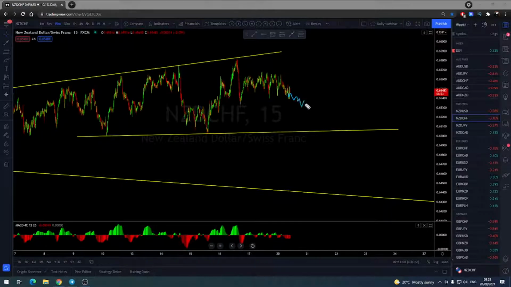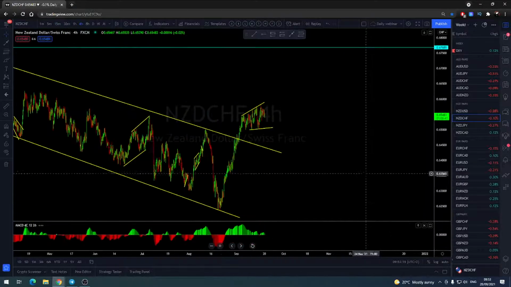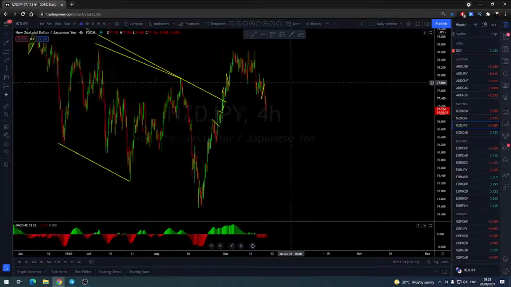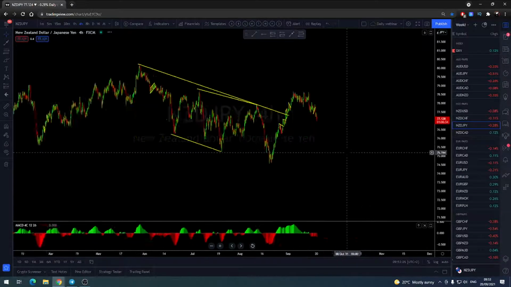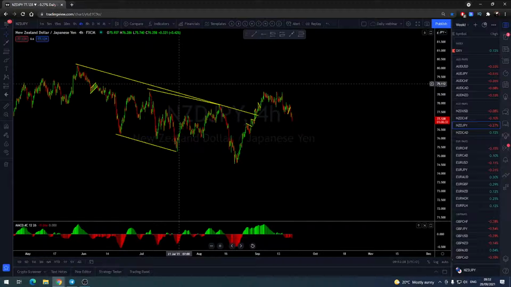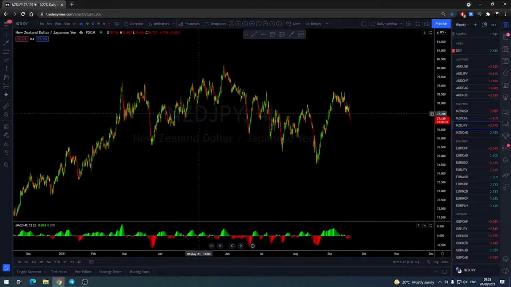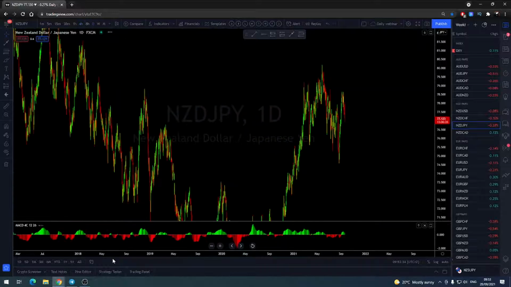This can just slowly climb back down, and then we will finally start its move to the upside. Okay, so this is how the move looks, and then we will have a final wave to the upside. Easy. Okay, New Zealand yen, this to keep on dragging lower. So let me take everything off the charts, and let's see what we have there.